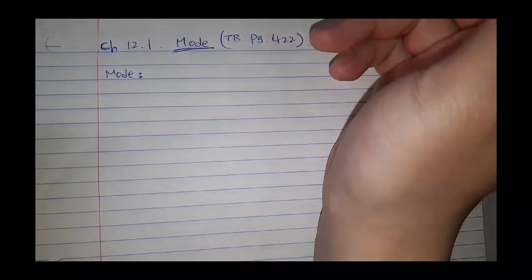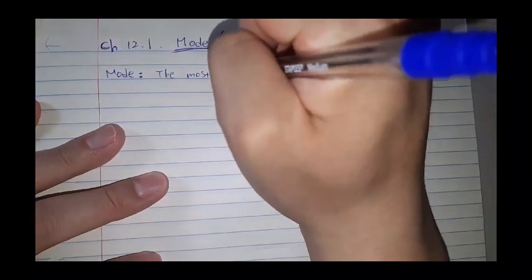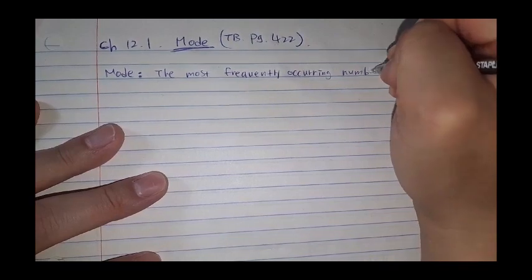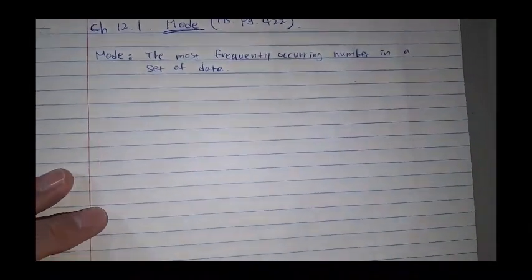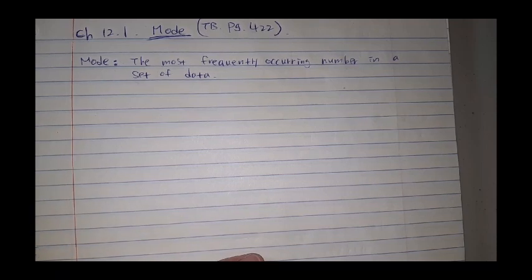So what is mode? Mode is another way of finding out the central tendency. So basically, the so-called average value. Mode represents the most frequently occurring number in a set of data. So the only thing you need to do is find out what repeats the most, basically. So the funny thing is, you don't need a calculation. You just find out which one repeats the most.